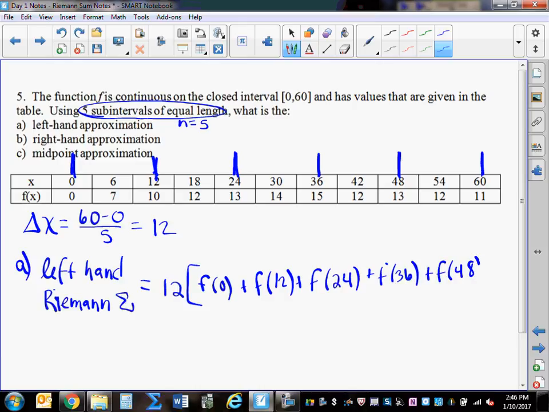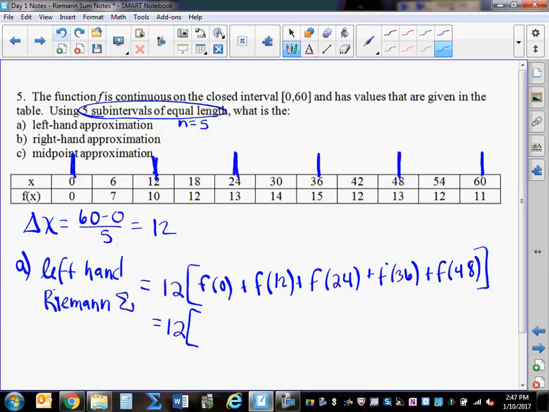And do I include the f of 60? No. We're doing left hand. We've already got 1, 2, 3, 4, 5 intervals. Okay. Again, if you want to draw those rectangles, okay. But we actually know these values.